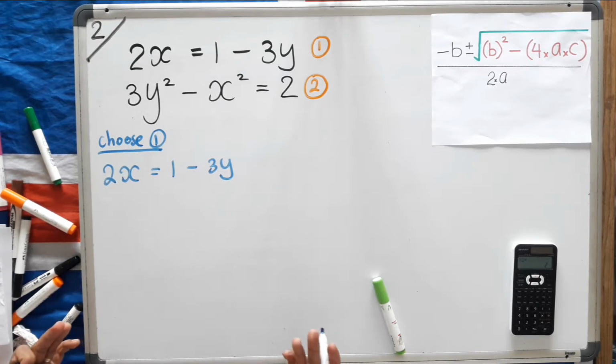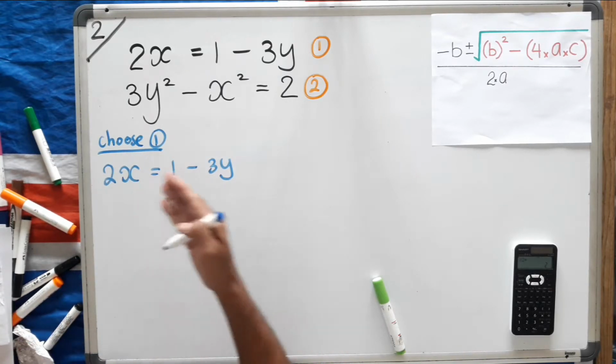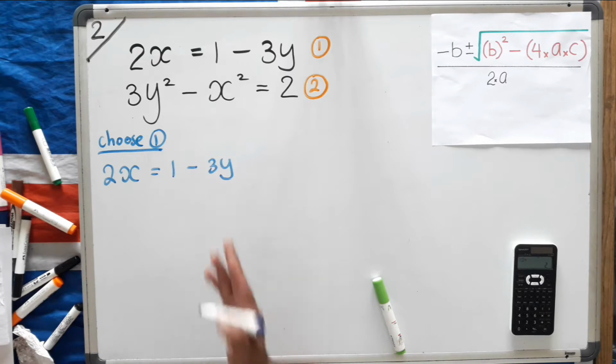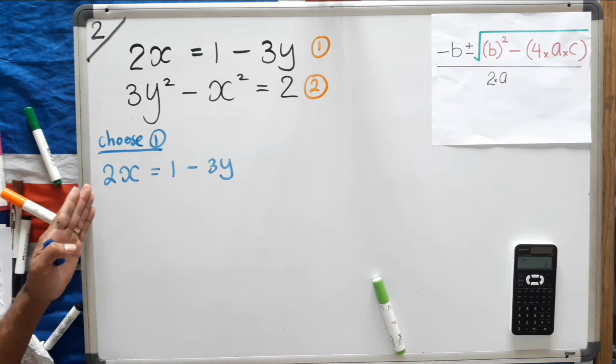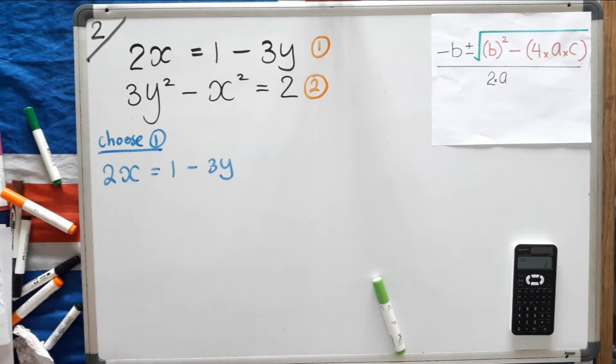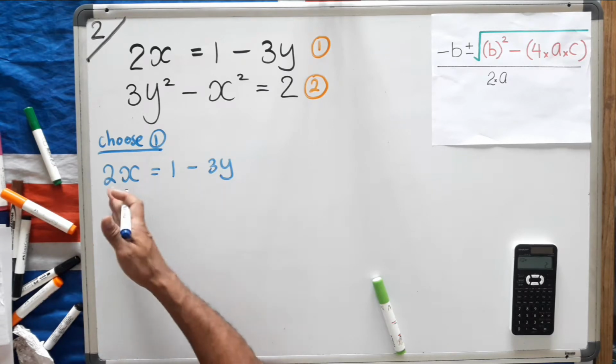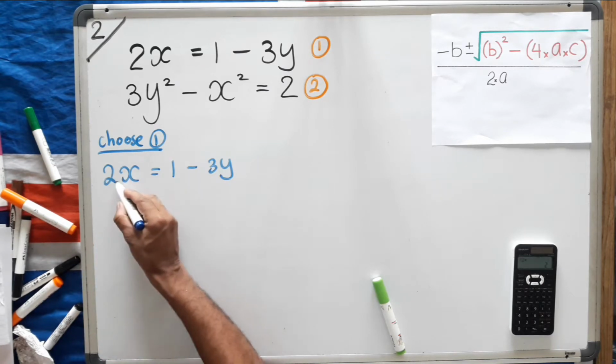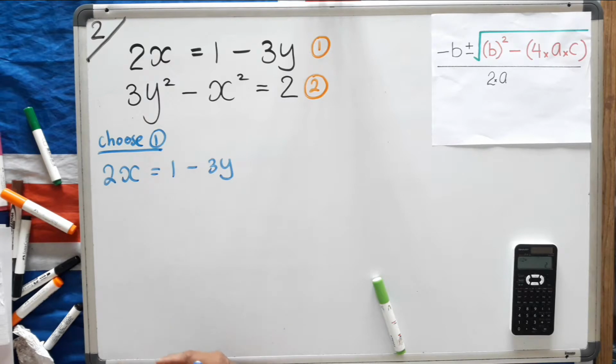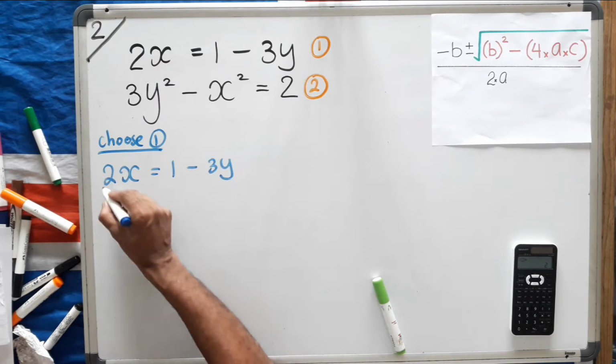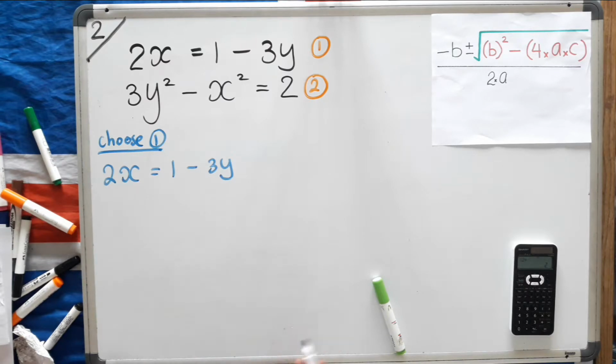Now, we have a choice. Either make x the subject or make y the subject. Now, it's clearly easier to make x the subject for two reasons. Only two x's on this side, so all we have to do is throw across the 2, which is a multiply, to get a divide. And whenever you divide by 2, you get really nice numbers.